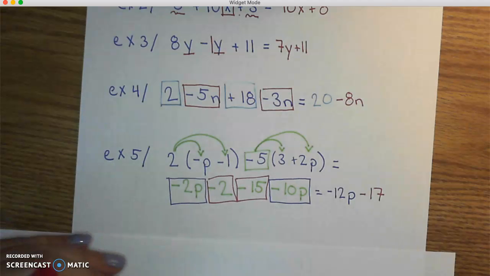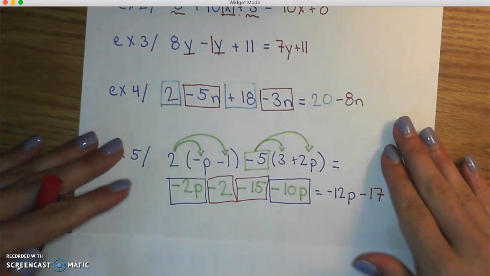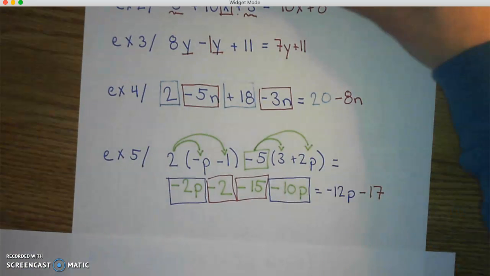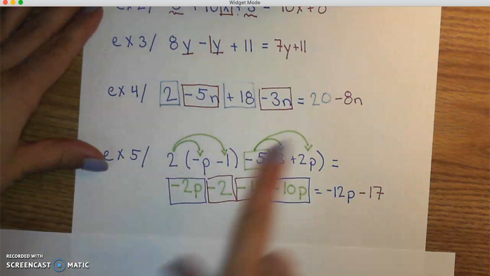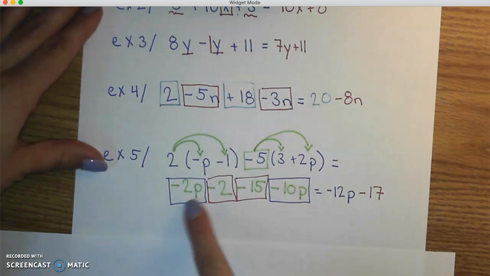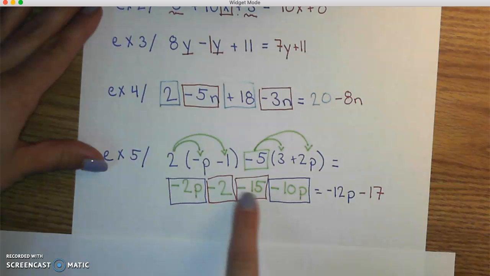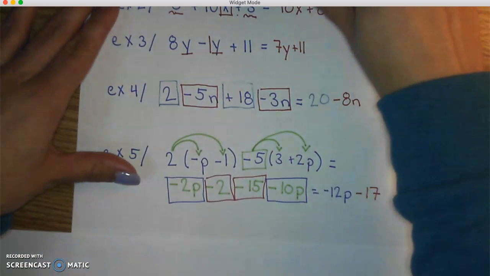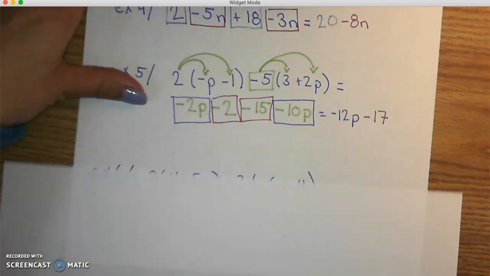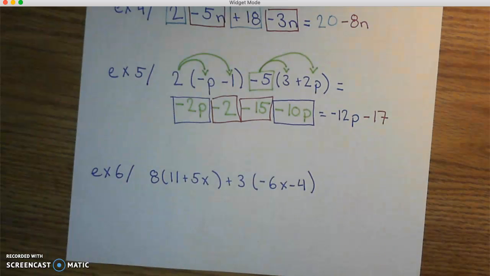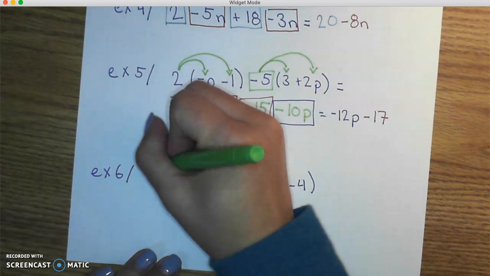I have one more example like this I'd like to try, and then we're going to move to evaluating, because right now all we're doing is combining the variable terms and combining the constant terms. So my last problem looks like this. I have parentheses, so what should I do first? Yeah, I should use the distributive property.